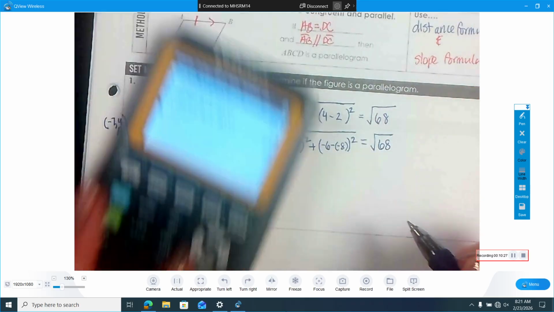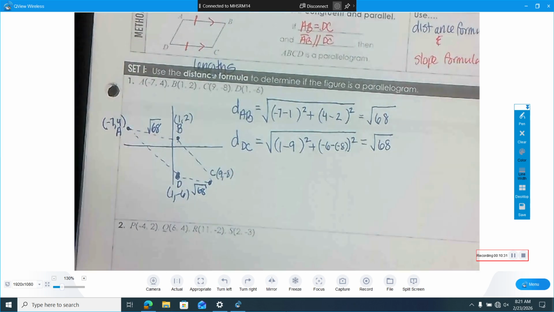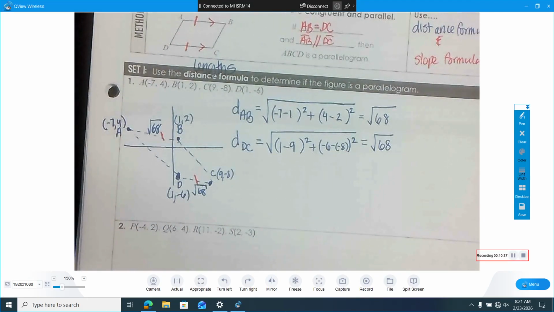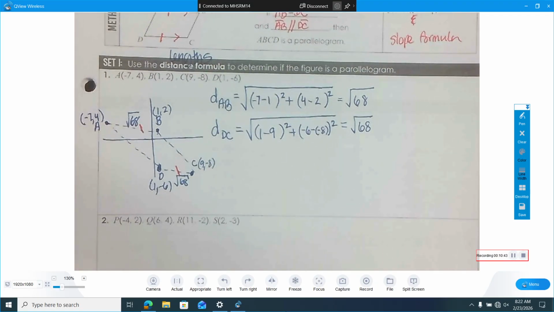And again, that is the square root of 68. Do they match? Good, that's good. They won't match. In Delta Math today? That's a good question. I don't really know. On here, yes, but we're not going to do those questions.